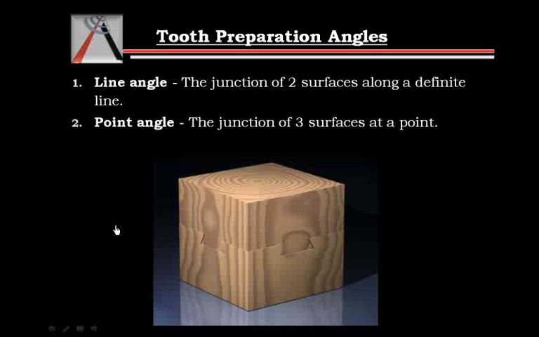Now let's move on to understand two more simple terms, that is the line angle and the point angle. Line angle is the junction of two surfaces along a definite line. If we take these two surfaces, they join with each other at a particular line, and this is a line angle. But if we consider three surfaces, these three surfaces will contact each other at a particular point, and this will make a point angle. So this is line angle and point angle.